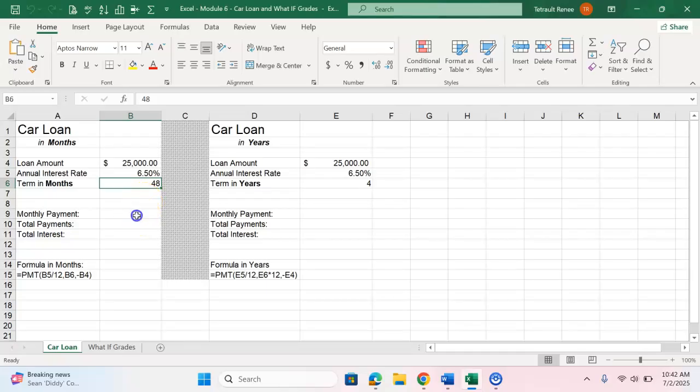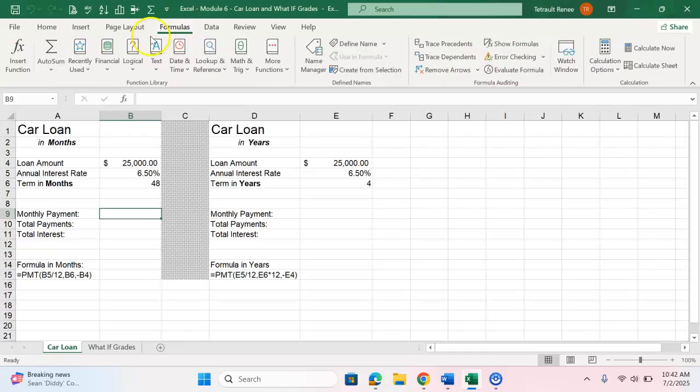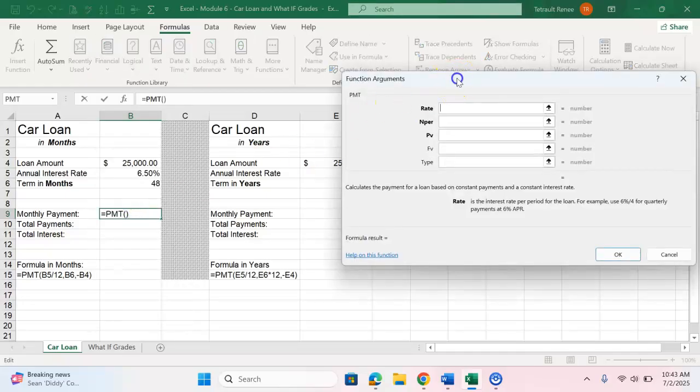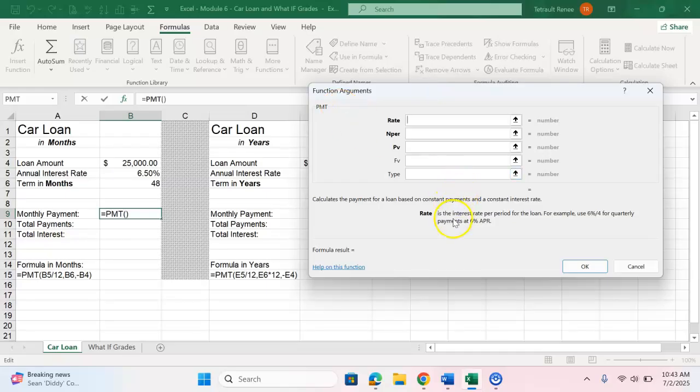So I'm going to click in cell B9, and what I want to find out with a loan amount of $25,000 at an annual interest rate of 6.5% for 4 years, which is 48 months, is what would the monthly payments be? So click in B9, go to formulas, choose financial, and it's in alphabetic order, and you're looking for PMT. When you're in here, PMT, it tells you everything that you need to fill in.